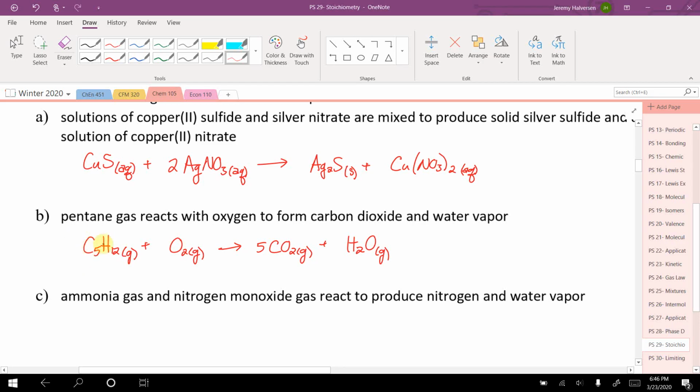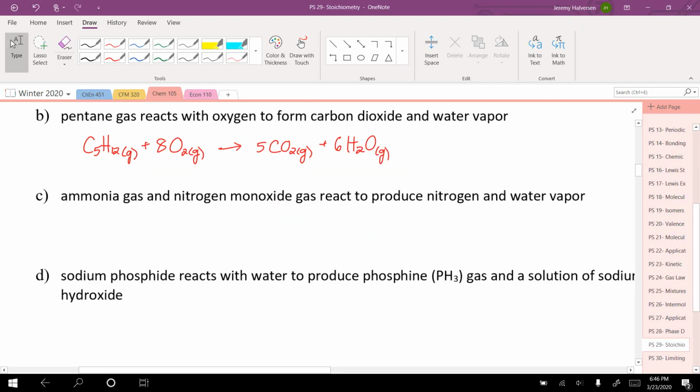So 5 carbons, I need 12 hydrogens. Hydrogens come in packets of 2, so 6 of them will give me 12. Now how many oxygens do I have? Here I have 10, and here I have 6. That gives me 16 oxygens. Oxygens come in packets of 2, so I can put an 8 there. That gives me my 16.